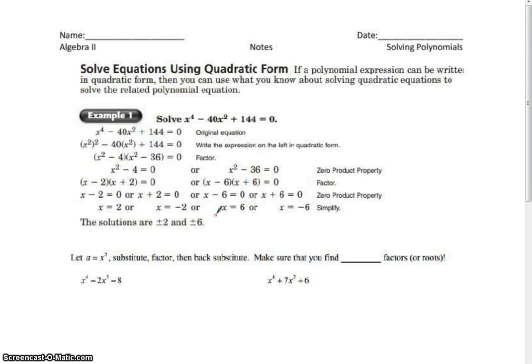This is for Algebra 2, and we are solving polynomials. So what's going to be different here is that instead of starting as an x squared, it's starting as x to the fourth. And that makes things look a little different and work a little different, okay?